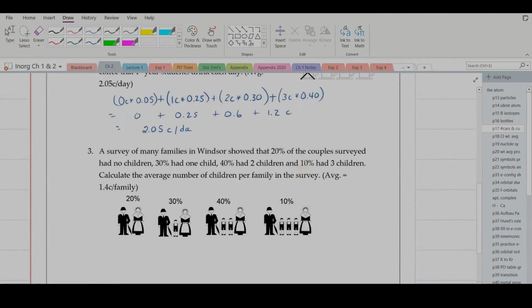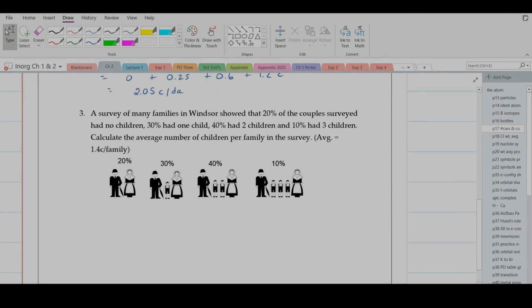Try another one. A survey of many families in Windsor showed that 20% of the couples surveyed had no children, 30% had 1 child, 40% had 2 children, and 10% had 3 children. Calculate the average number of children per family in the survey.